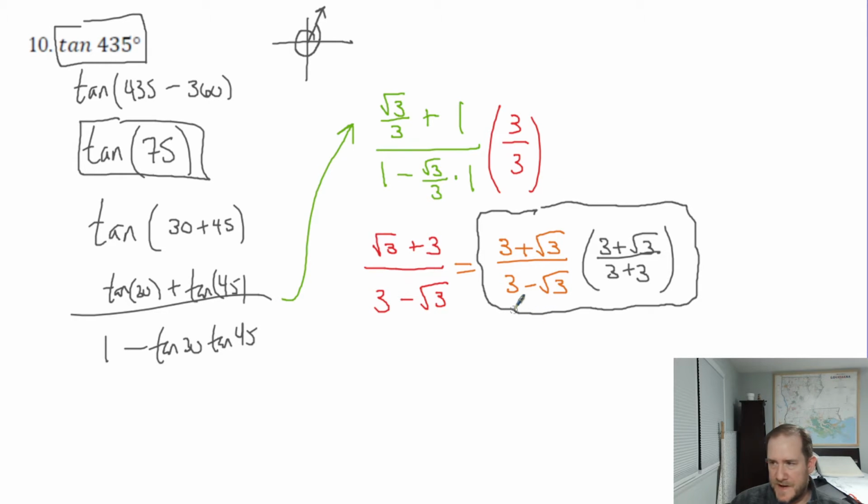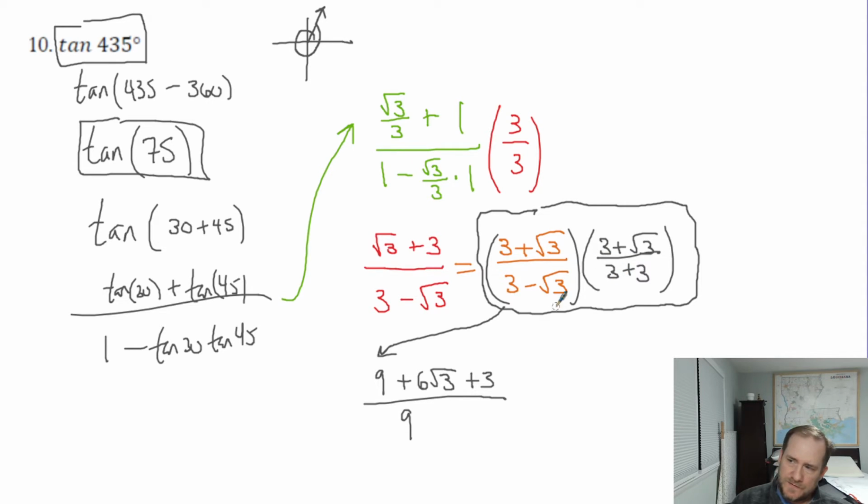I'm going to move a little bit diagonally down and away from my face. But you're going to FOIL this out. Again, you might want to throw parentheses around this. In the numerator, you're going to go 3 times 3, 9. You're going to get 6 root 3's in the middle. And of course, root 3 times root 3 will be another 3. In the denominator, when you FOIL, you get 3 times 3 is 9, but then you get a negative 3 root 3 and a positive 3 root 3 that cancel. Okay. And then you go negative root 3 times root 3 and you get minus 3.